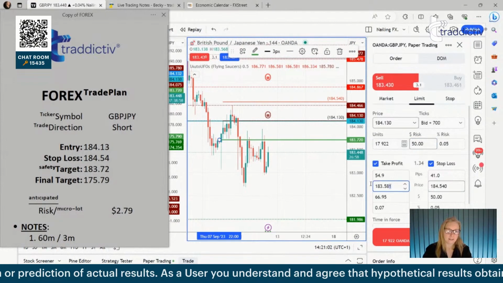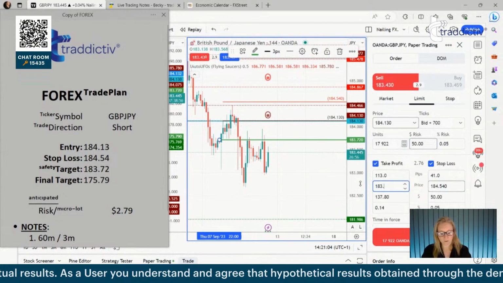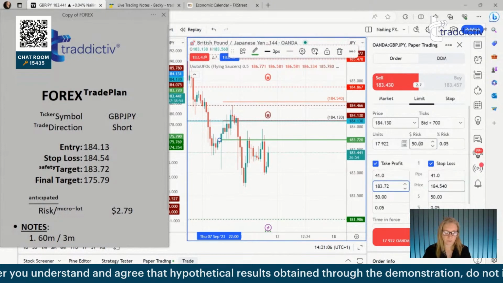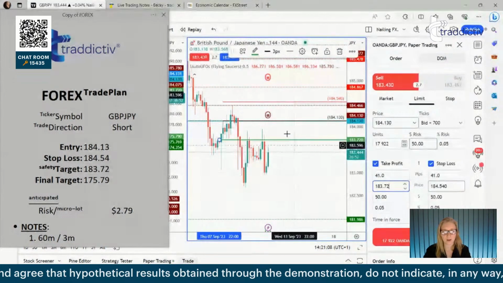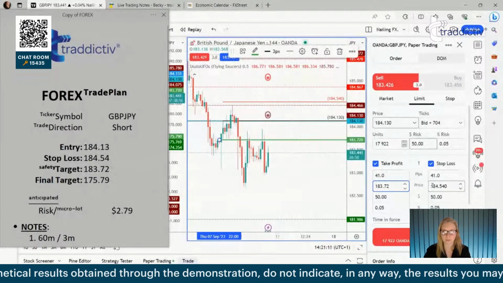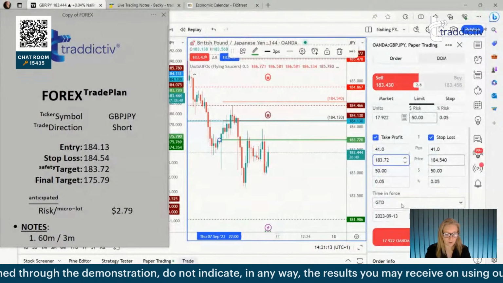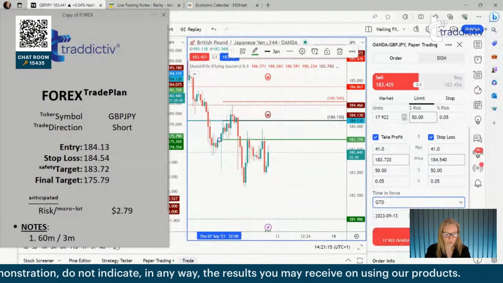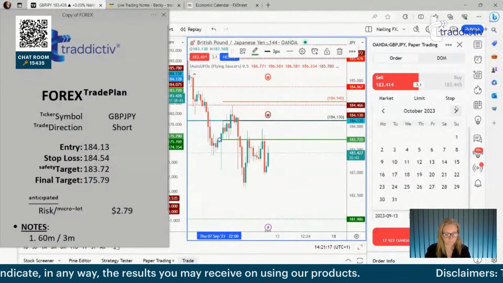The profit target, 183.72, so it's 41 pips away. So we're, in this case, risking $50 to make $50 for our first target. I'm going to make sure it's in for, let's do good till date. Let's do a month.